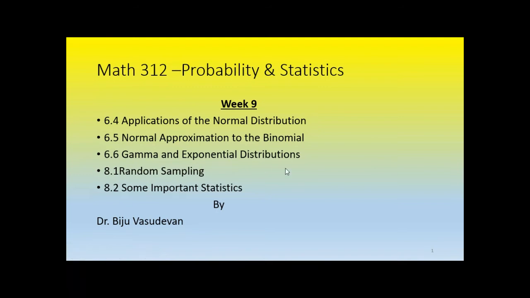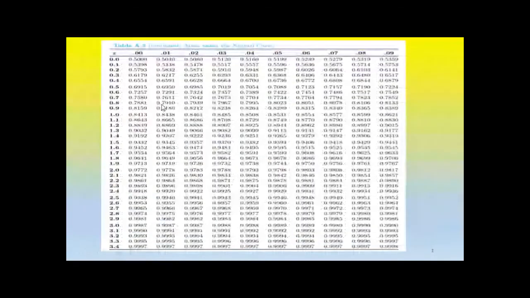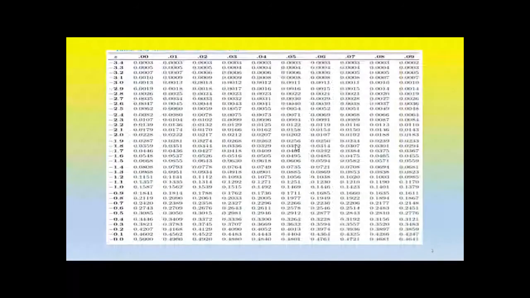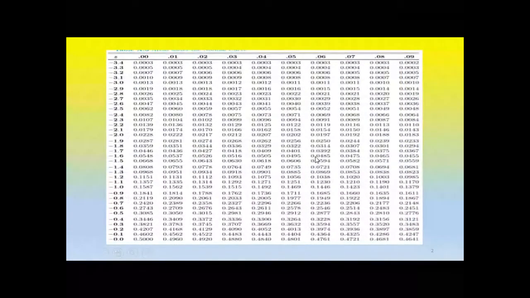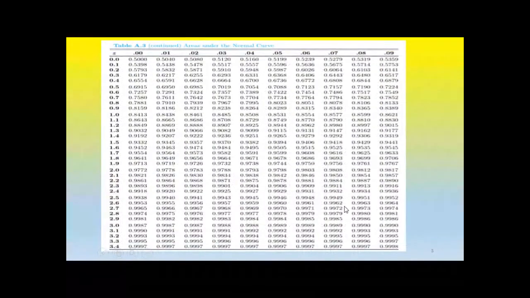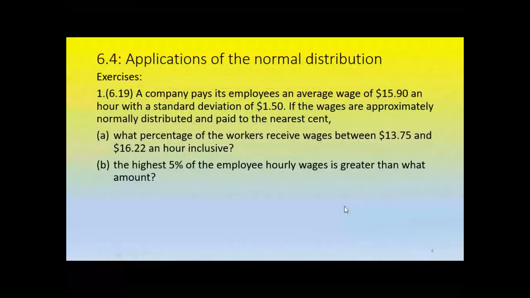Fine, let's start. So here we have the tables, normal tables useful for solving the problems. You don't need to go back every time. The first one is for negative values of z, and the second one is for positive values of z. Now we start here the application of normal distribution.